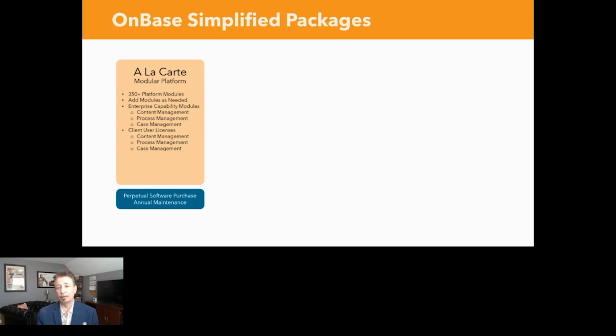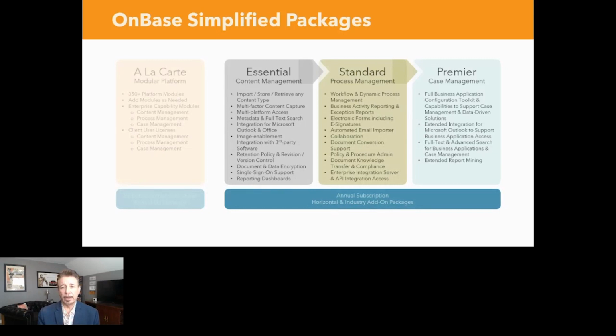So following those three buckets, this is what Simplified is. Hyland took these capabilities, these packages, and the official names are Essential, Standard, and Premier. You could think of them as content, process, and case. You could think of them as Silver, Gold, and Diamond. Whatever you want to call them, the official names are Essential, Standard, and Premier.